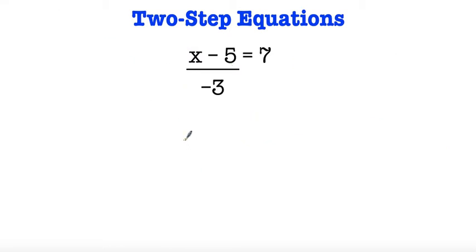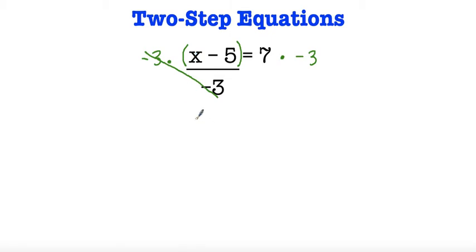So here we have (x - 5) divided by negative 3 is equal to 7. Same thing here. This entire term is being divided by negative 3. So in order to get rid of that, we know that multiplication is the inverse operation of division. So we can multiply by negative 3 to cancel this out. And whatever we do on the left side, we have to do on the right side to keep it balanced.